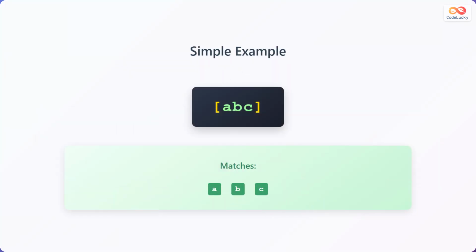Here's a simple example. The character class [ABC] will match either A, B, or C. It will find any of these single characters if they appear in the text you are searching through. This is a very basic but powerful concept.